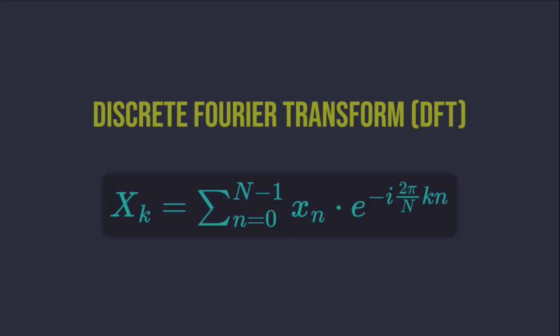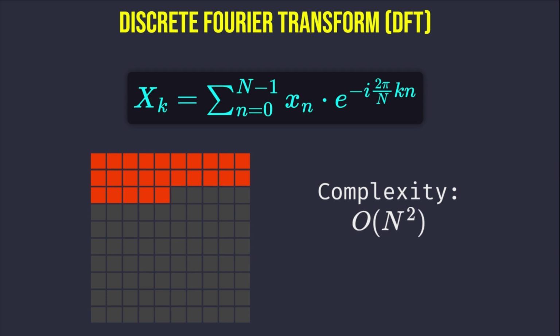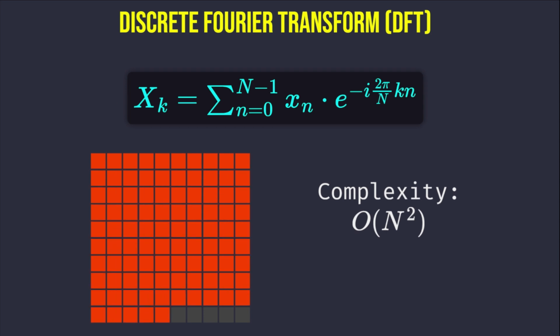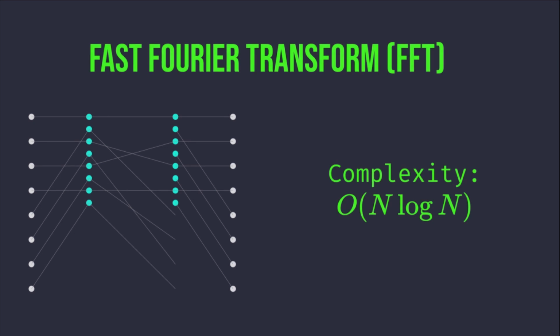Digital audio signals are discrete, requiring the Discrete Fourier Transform, or DFT. The DFT replaces the continuous integral with a finite summation over n samples. Calculating the DFT directly involves n-squared operations, making it computationally prohibitive for real-time processing. The Fast Fourier Transform, or FFT, is an optimized algorithm that exploits the symmetry and periodicity of the complex exponential terms, reducing the computational complexity to n log n.